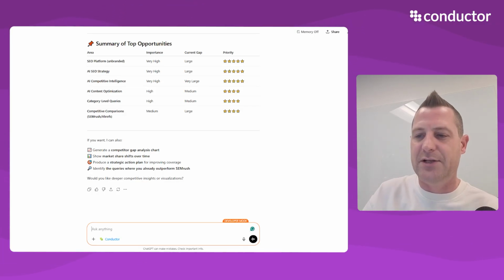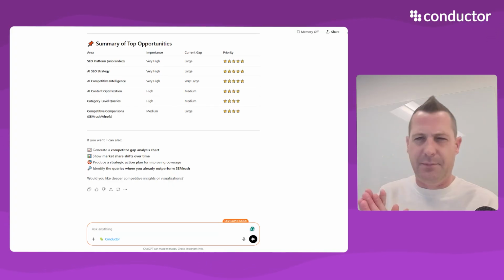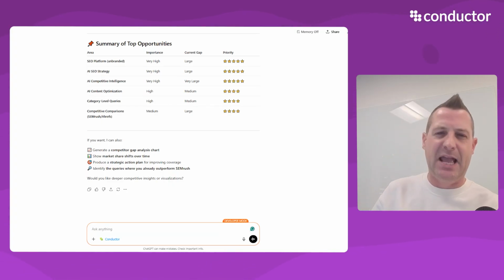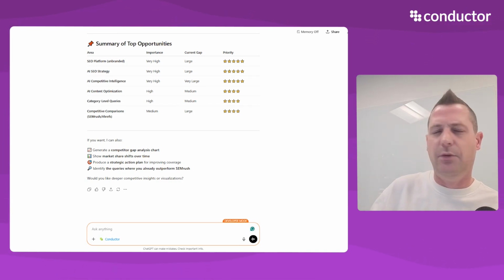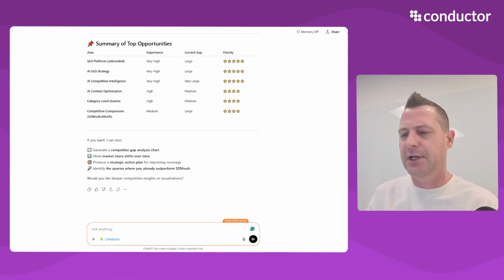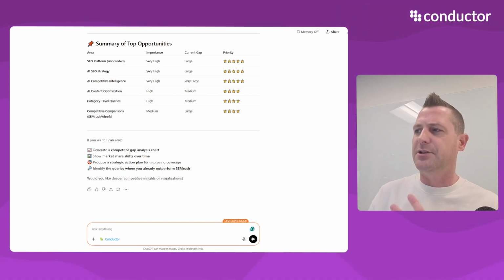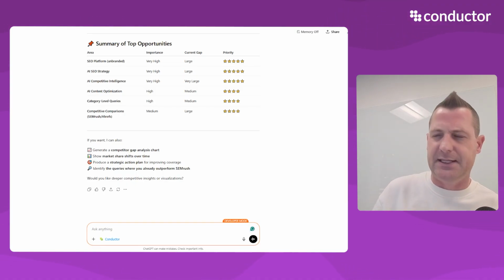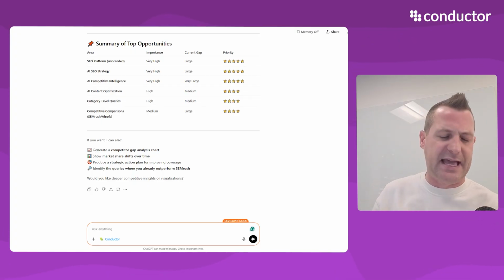These are all questions that we have on a week-to-week, month-to-month, day-to-day basis, and now we can simply query this, and it will be there like magic. And again, it really comes down to the time savings. And for me, I go back to the visualizations, like showing market share shifts over time, generating a competitor gap analysis chart, doing that over time.